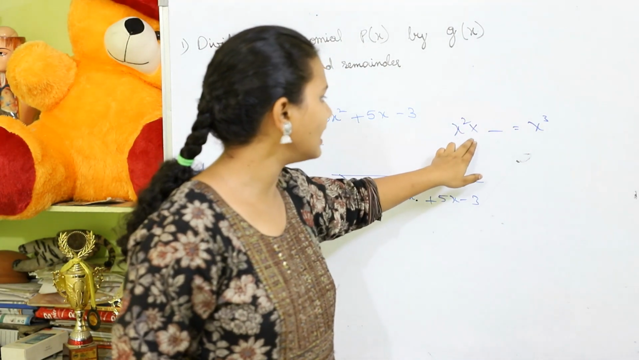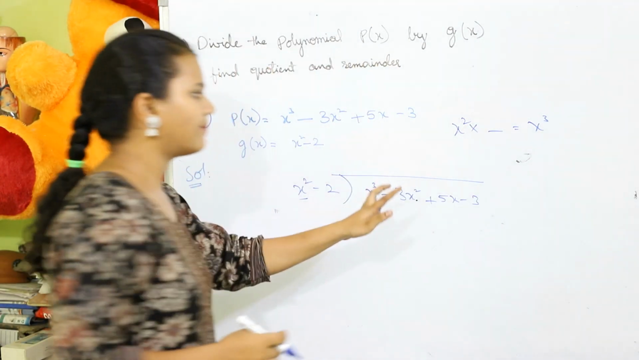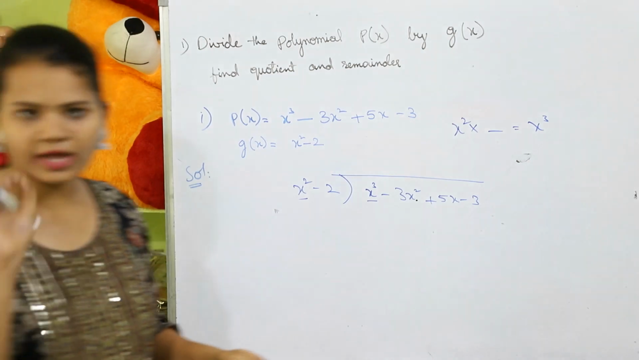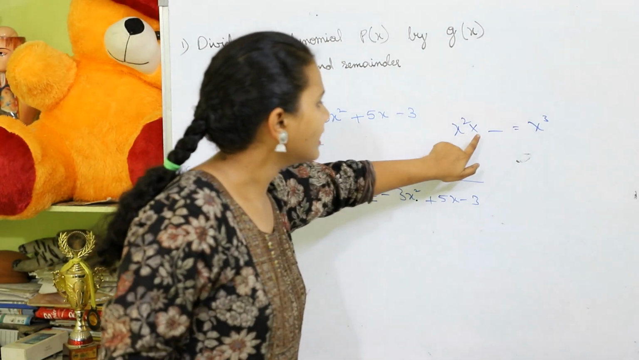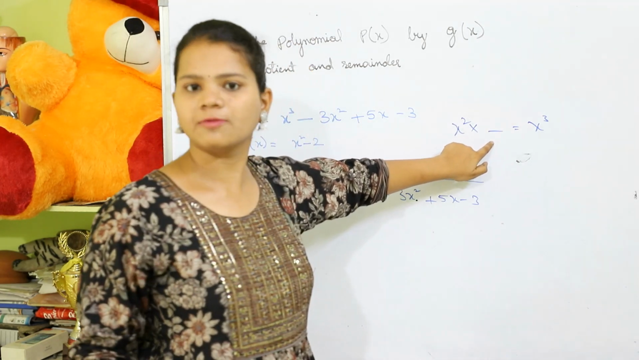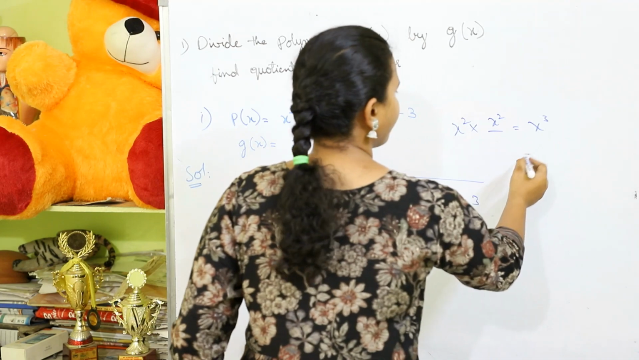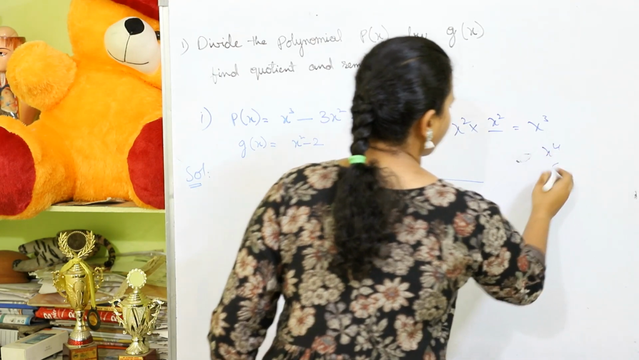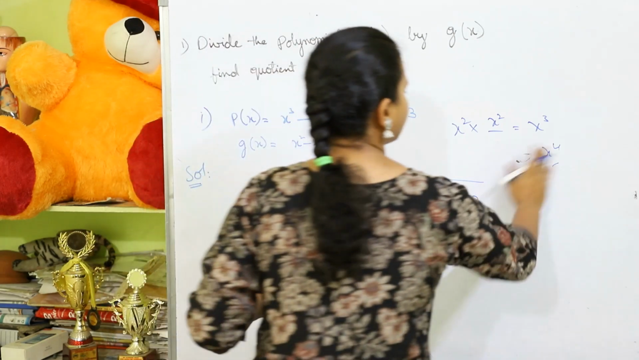If I multiply x square by a number or a variable, what should it be? If I take x square, then the result would be x power 4, since x square into x square gives x power 4. So this won't work.